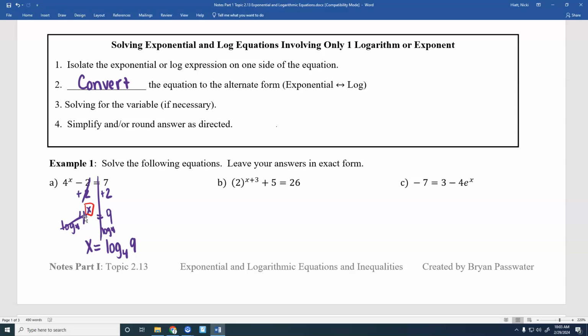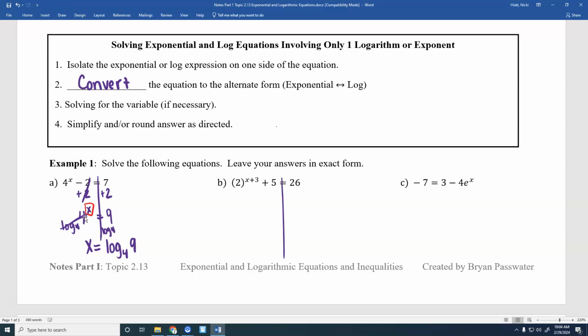That is a number, right? Because it doesn't have any variables in that expression. The x is by itself. You can type log base 4 of 9 into your calculator and get a decimal for it. But they've asked us to do exact form, so we're not going to do that. We're just going to leave it as it is. Okay, questions?